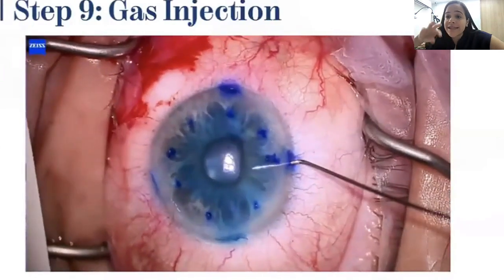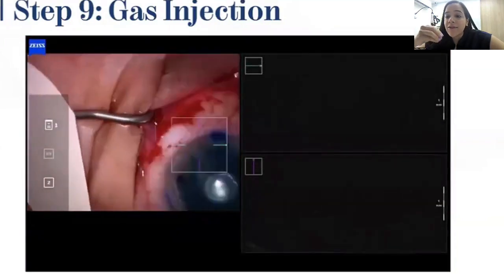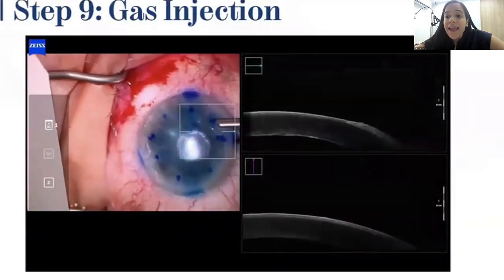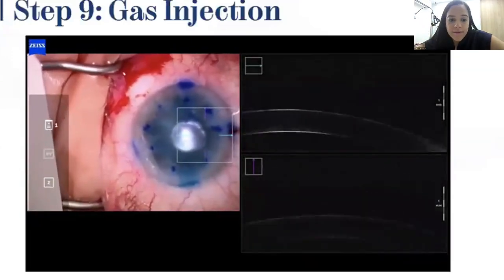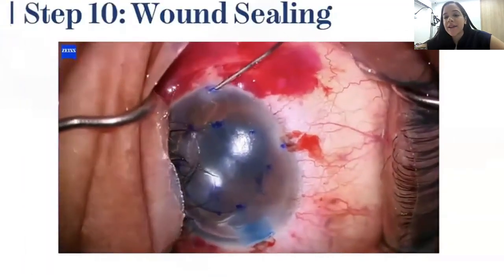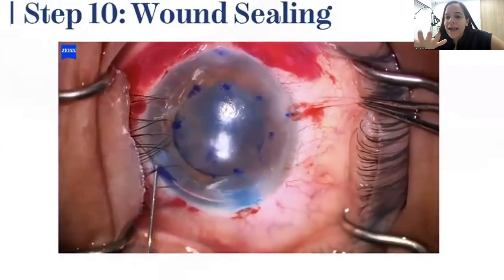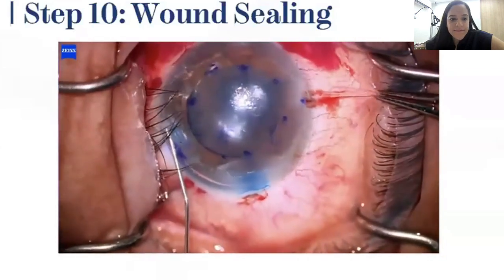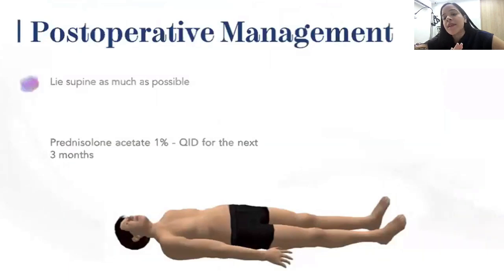After we unfold and center our graft, the next step is the gas injection. Here we will introduce the tip of a cannula with 20% SF6 into the anterior chamber, just posterior to the graft. We always have to make sure that we are going posterior to the graft. And finally, we will hydrate all our wounds, and we will leave the anterior chamber between 80–90% filled with SF6. After the procedure, the patient will have to lie supine as much as possible, at least for the first 3 days, to utilize the residual bubble in the anterior chamber.